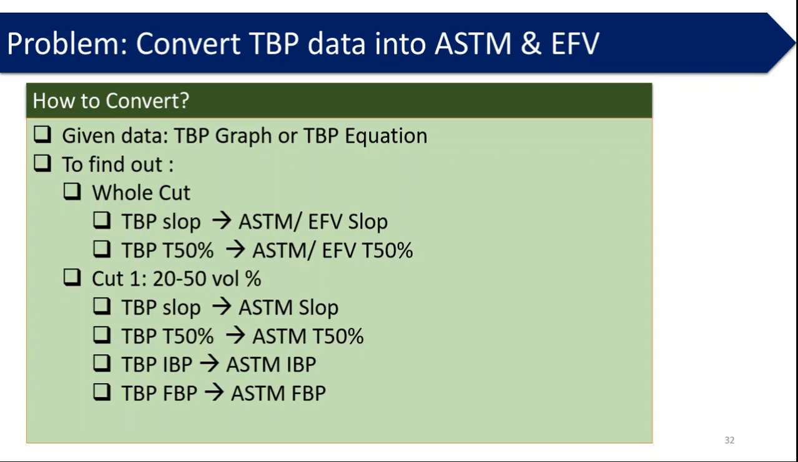Second is the TBP T50, the mid volume percent, and with the help of TBP T50 you can find out the ASTM and EFV T50 volume percent. Now we'll discuss the first part. Let us do it.